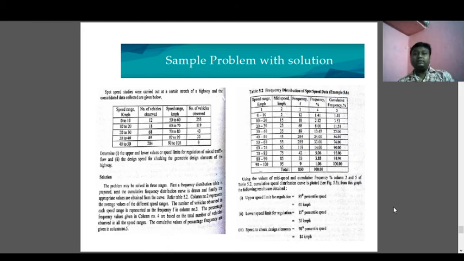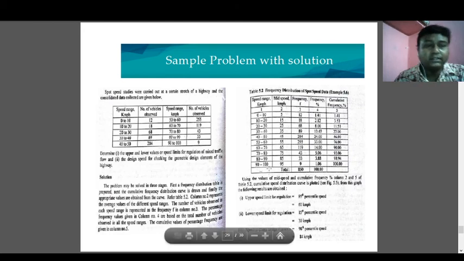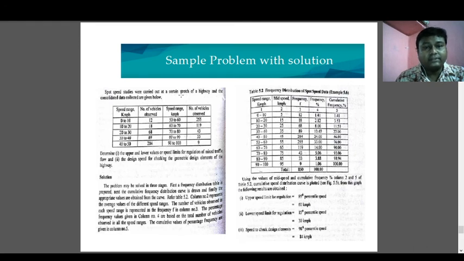So now we will discuss one mathematical problem. It says that spot speed studies were carried out at a certain stretch of a highway, and the consolidated data is given.